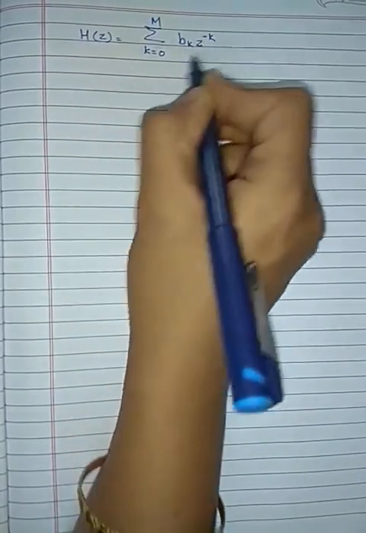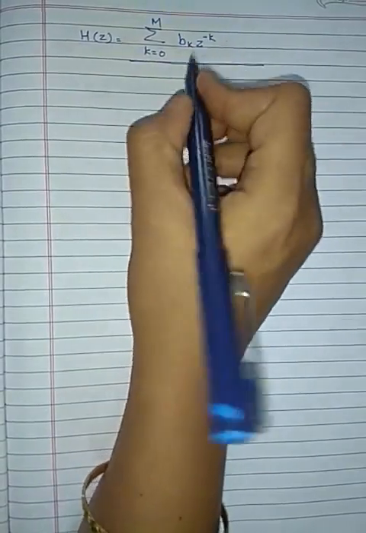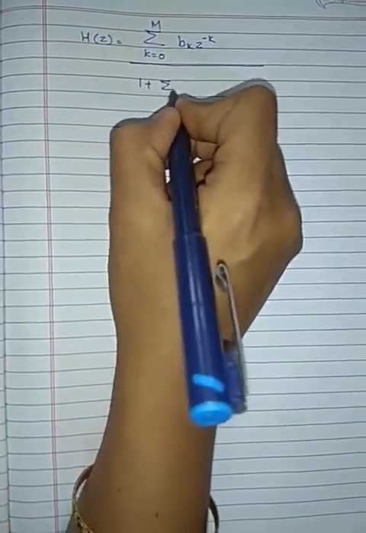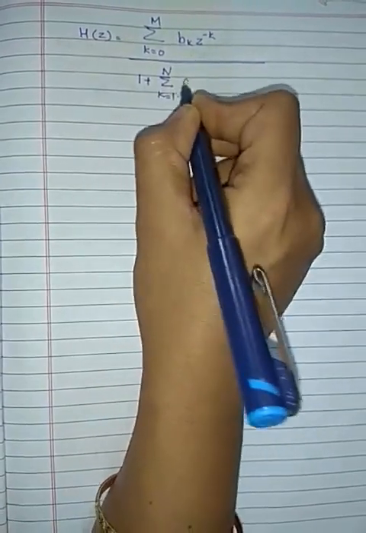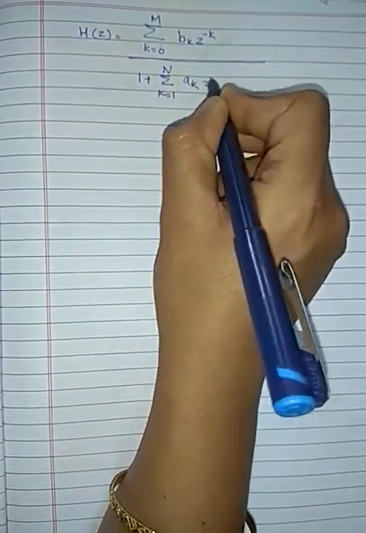Okay, so we know the system function is given here as H(z) = summation from k = 0 to M of b_k z^(-k), the whole divided by 1 plus summation from k = 1 to N of a_k z^(-k).